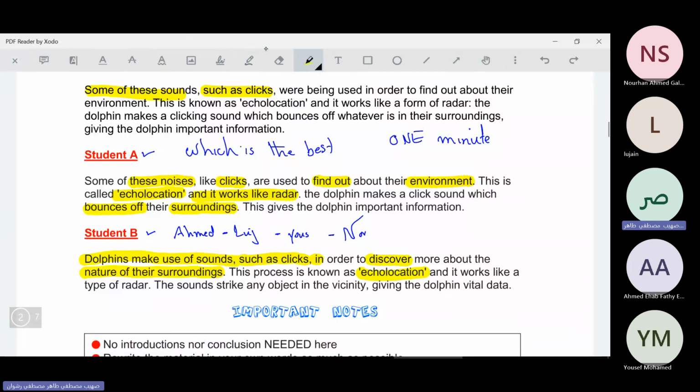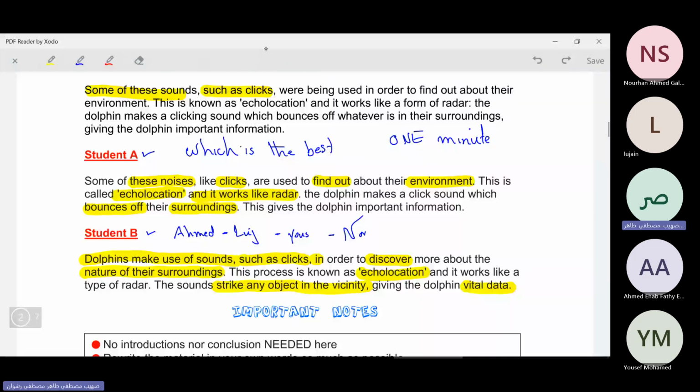Then he said, "and it works like a type of radar." The sound, what he said, "strike any object in the vicinity." This is different from what student A wrote and different from the original text. Instead of "bounce off their surrounding," he said "strike any object in the vicinity," giving the dolphin "vital data" instead of "important information." So we can say student B has changed almost everything.